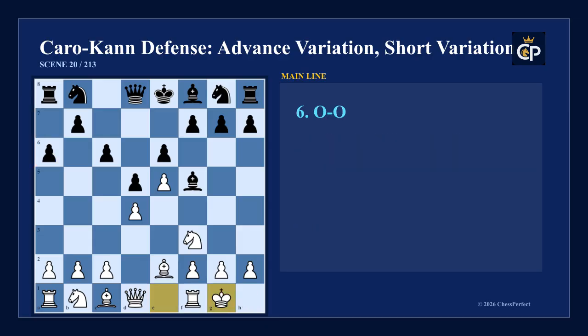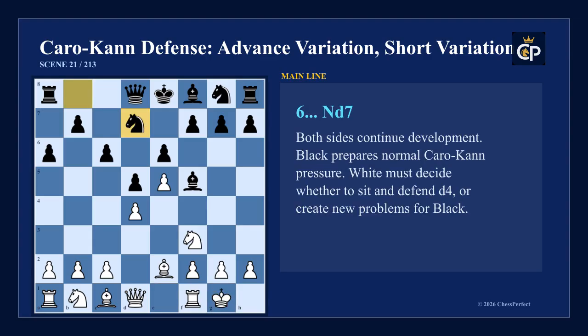Kingside castles. Knight d7. Both sides continue development. Black prepares normal Caro-Kann pressure. White must decide whether to sit and defend d4, or create new problems for Black.